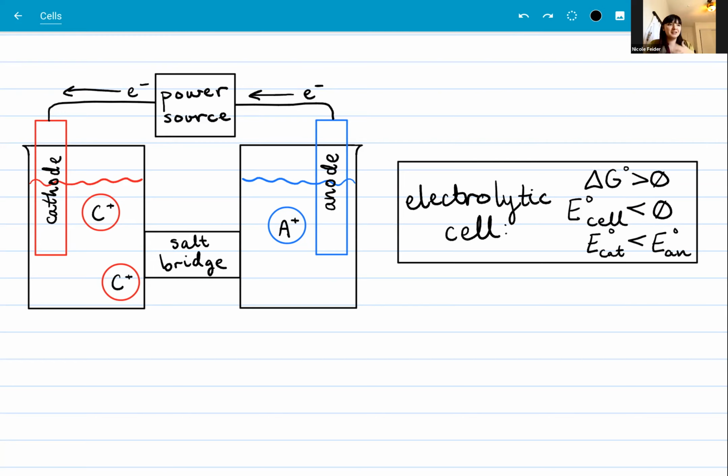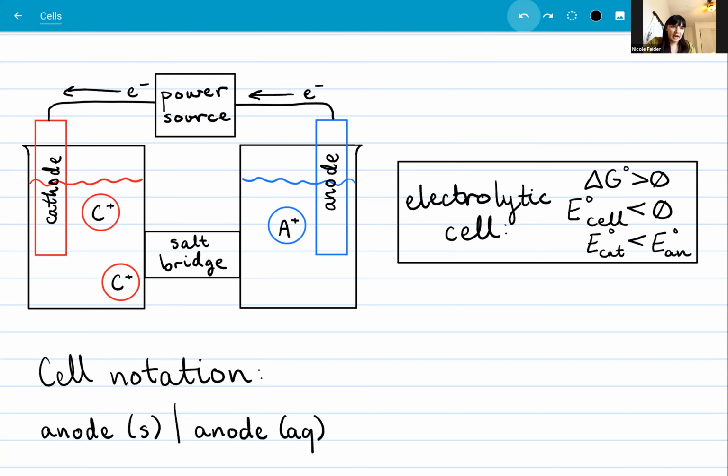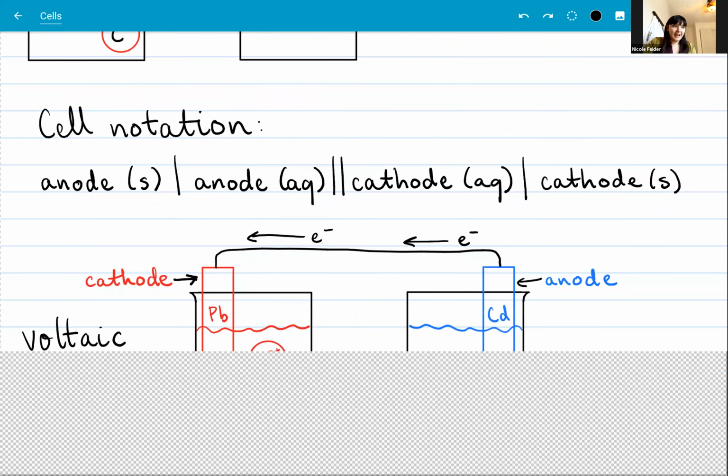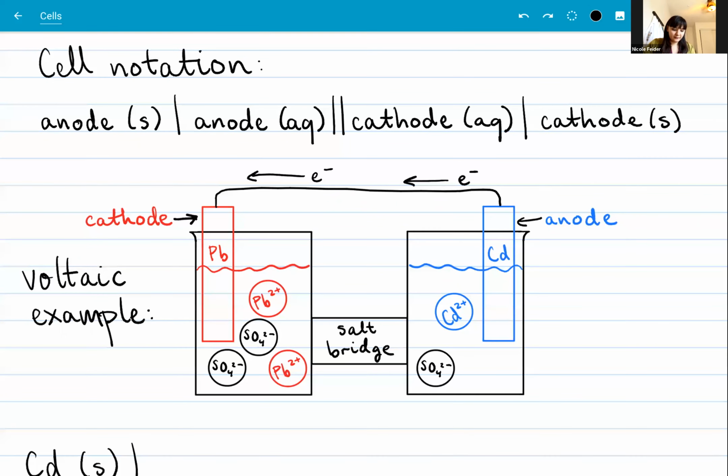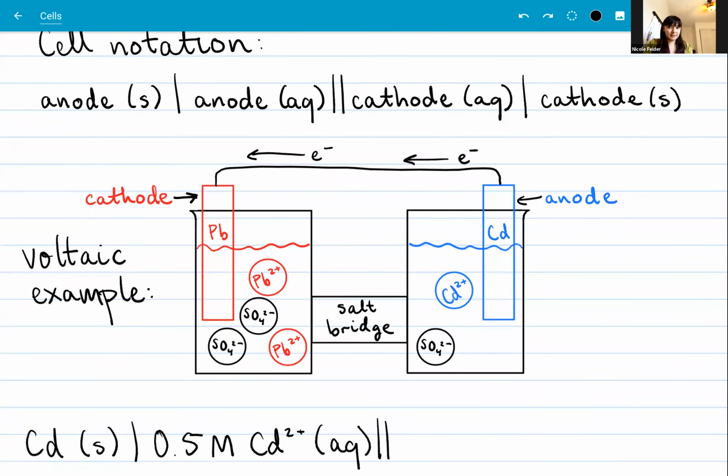While these pictures are nice to visualize an electrochemical cell, they're not exactly a quick way to show what we're talking about. So for that reason, we have cell notation, which is just a shorthand way to describe an electrochemical cell. The form goes as such: the solid anode, phase change, aqueous ions that go with the anode, salt bridge, aqueous ions that go with the cathode, phase change, and solid cathode. So back to our lead and cadmium cell, the cell notation for that looks like this: solid cadmium, phase change, 0.5 molar Cd2+ in the aqueous solution, and the salt bridge, 1 molar Pb2+ aqueous and phase change then to solid lead.